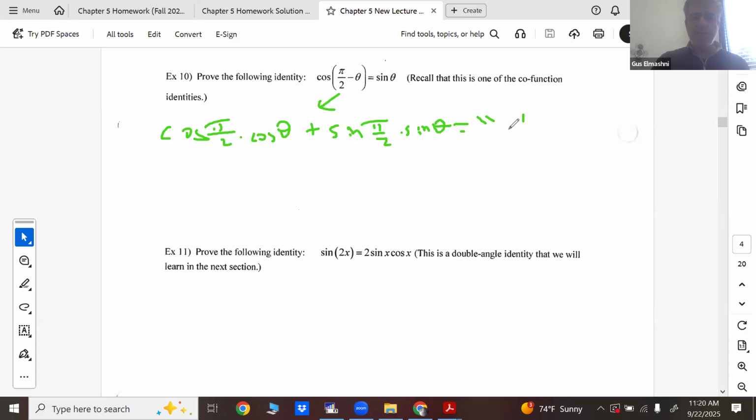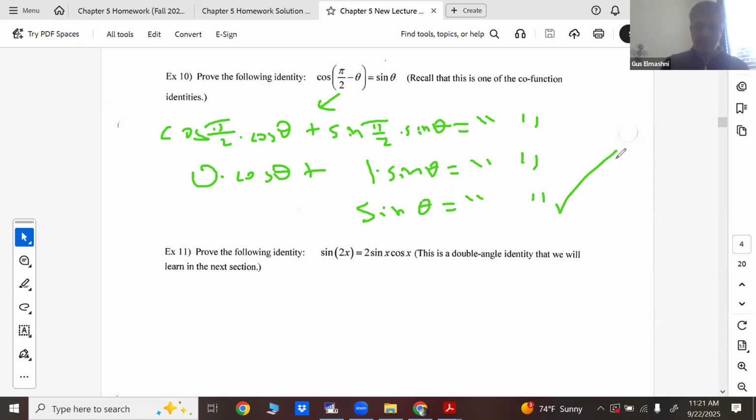I just used the difference formula for cosine, which I'll give to you. You don't have to memorize it. What's cosine of pi over 2? 0 times anything, of course, is 0. What's sine pi over 2? Anything times 1 is itself. Do I have it verified now? You bet. So it's a very simple verification process.